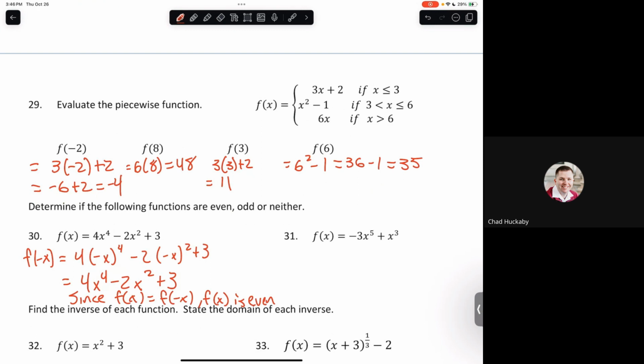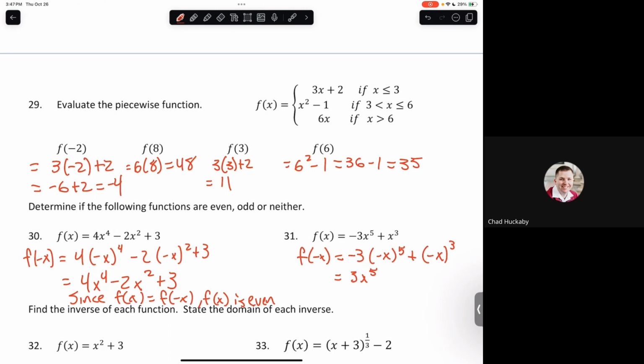Let's do the same thing for number 31. Let's see if it's even. So f of negative x is equal to negative 3 times negative x to the 5th plus negative x to the 3rd. And what we get is negative 3 times a negative x to the 5th, so we get 3x to the 5th.